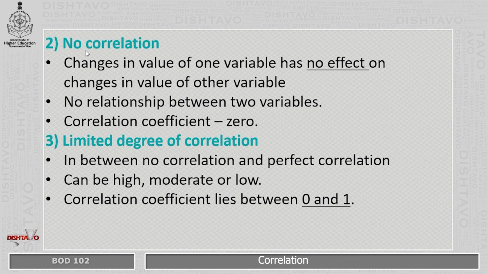When there is no correlation, it means the change in value of one variable has no effect on the change in value of the other variable. So here there is no relationship between the two variables and the correlation coefficient will be 0. In case of limited degree of correlation, it is in between no correlation and perfect correlation. So it can be high, moderate or low, and the correlation coefficient lies between 0 and 1.